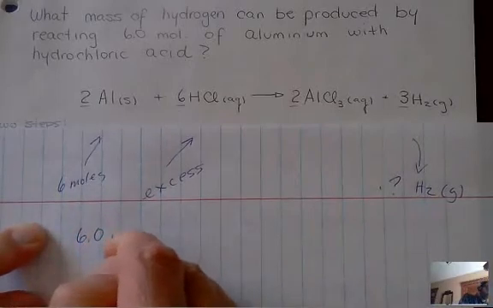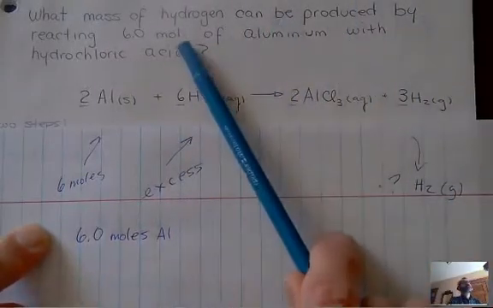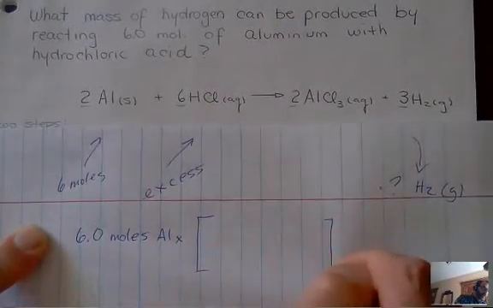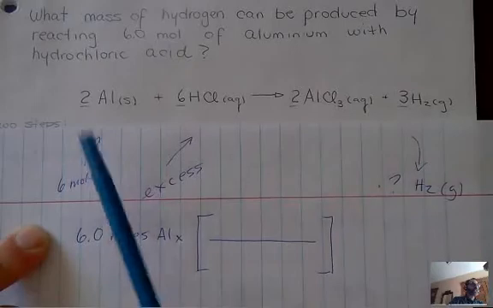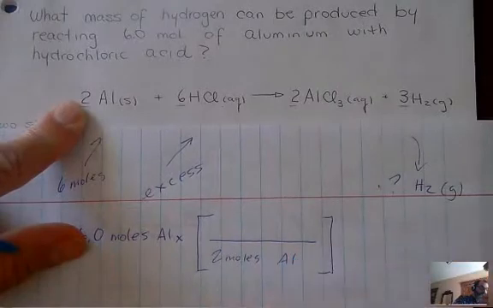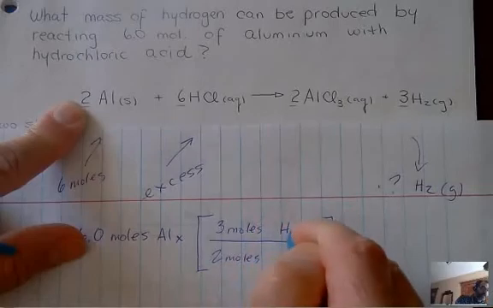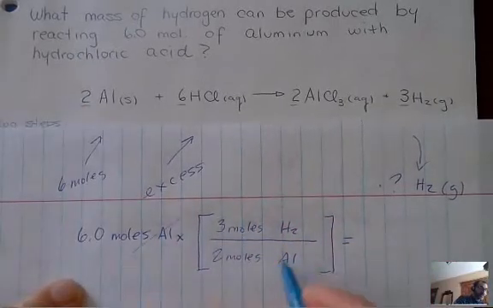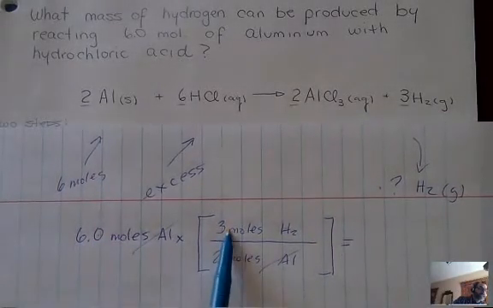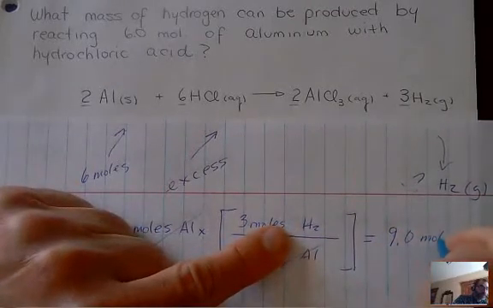Okay, so here I go. First step, 6 moles of aluminum. That was given to me right in the question, there it is, 6 moles of aluminum. Multiply by my relationship. My relationship is for every 2 moles of aluminum, I create 3 moles of hydrogen. Just like we did in the last video, goodbye moles of aluminum, hello moles of hydrogen. So 3 times 6 is 18. 18 divided by 2 is 9. So I would be able to make 9 moles of hydrogen.